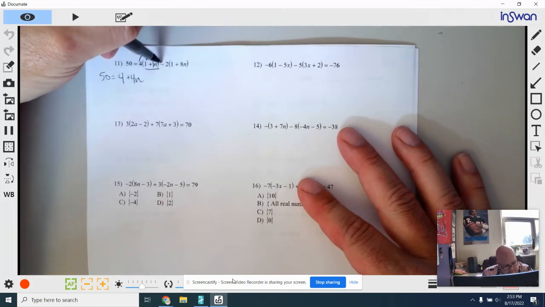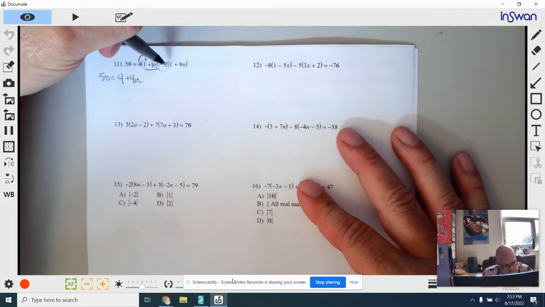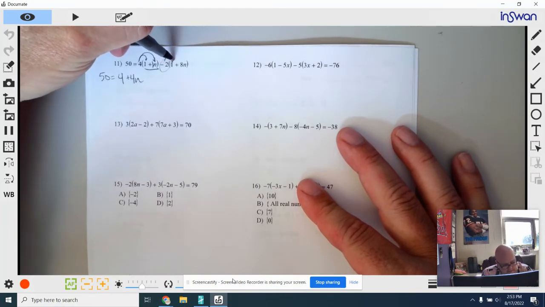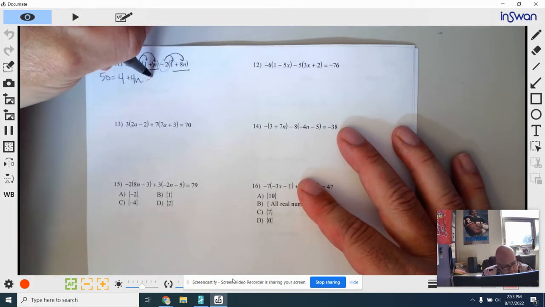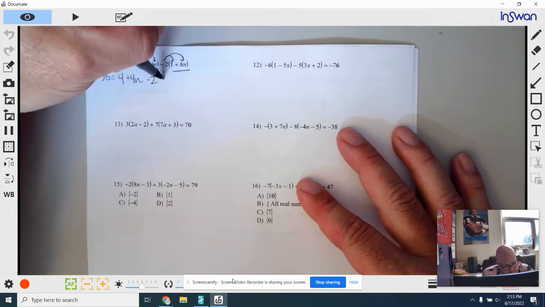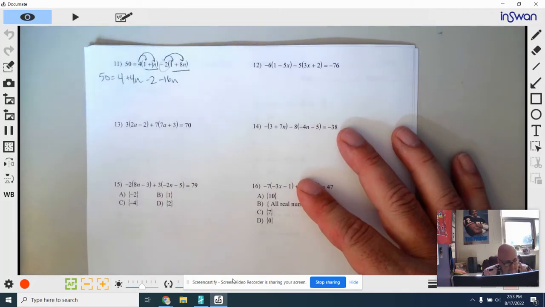But back here I have this negative 2. This negative 2, notice I didn't say just a positive 2. That's a negative 2, a minus 2. That's being distributed inside to that parentheses here. So negative 2 times 1 is negative 2. Negative 2 times 8n is negative 16n.